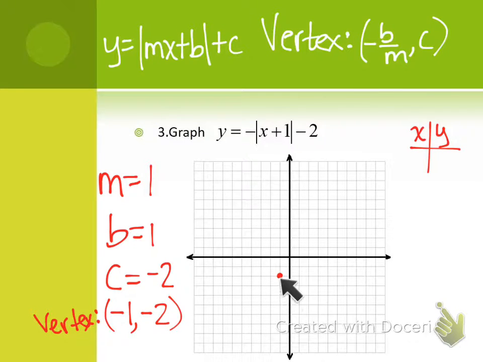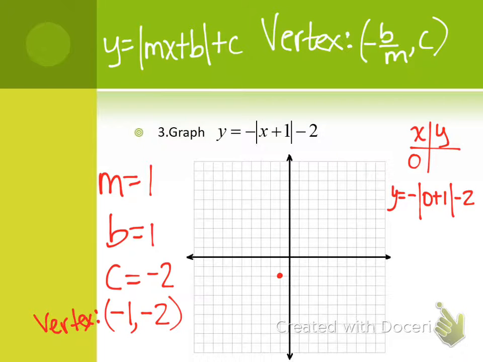So if I add 1 to my x value from my vertex, where does that land me? Add 1? 0. Okay, if I subtract 1, it would land me at -2. But I like 0 more than -2 personally, so that's what I'm going to choose to plug in. So y equals negative absolute value of 0 plus 1 and absolute values -2.